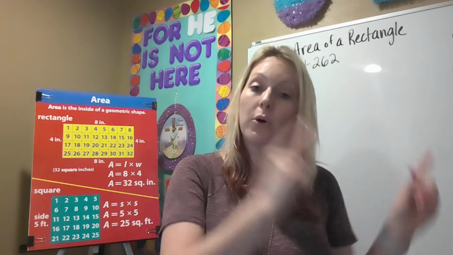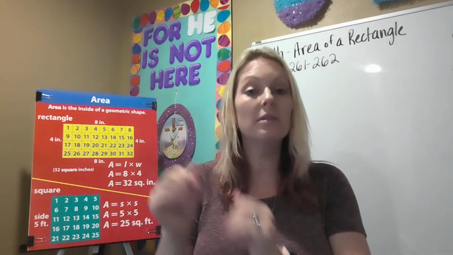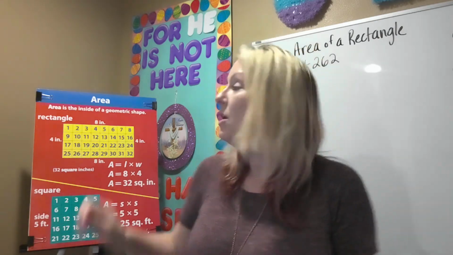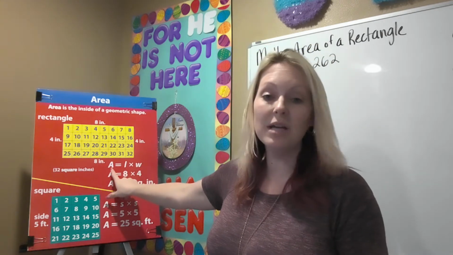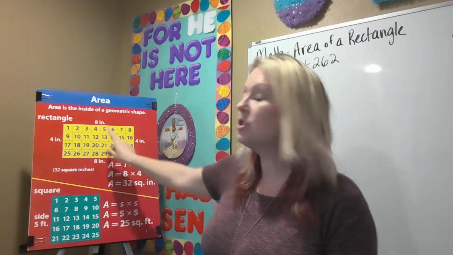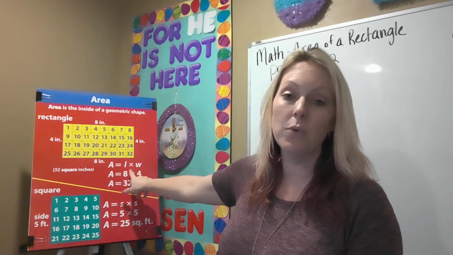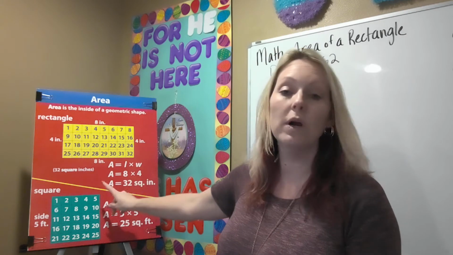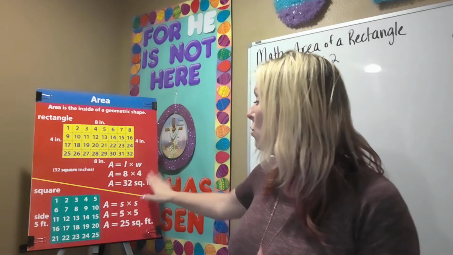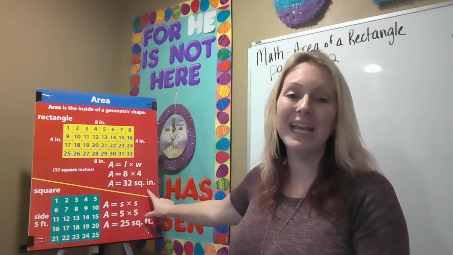In perimeter, we multiplied by 2 and then added the two together. Remember, we did P equals 2 times length plus 2 times width, right? But with area, you're just doing A equals length times width. So if you have a length of 8 inches and a width of 4 inches, you plug that into your equation. A equals 8 times 4, A equals 32. 32 what? This was inches, so 32 square inches.